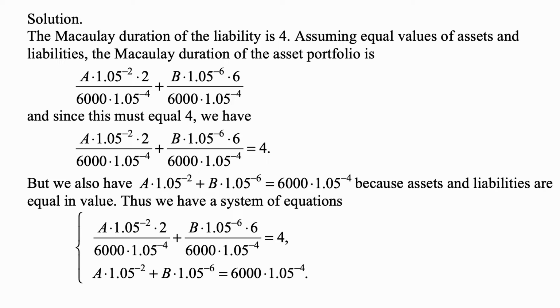But we also have that the present value of the assets is equal to the present value of liabilities, because assets and liabilities are equal in value if we're using the immunization strategy. So we get this system of equations, two equations with two unknowns. Now your job is just to solve the system of equations, whichever way you like, but it's two equations, two unknowns, linear equations.